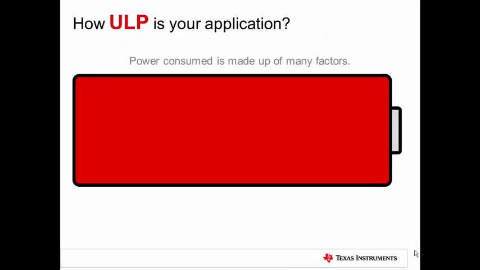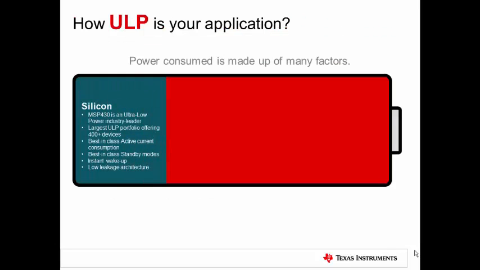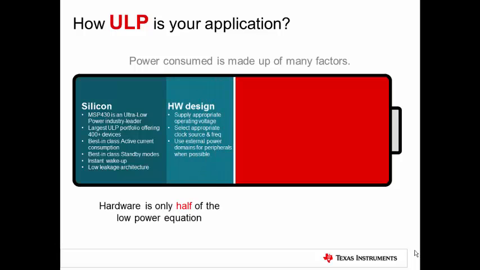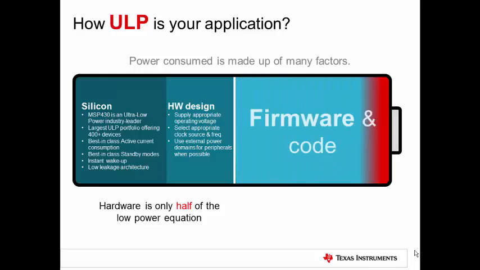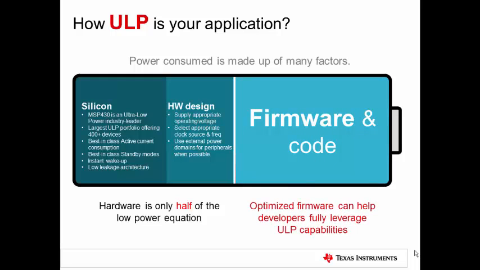Now, we have discussed the advantages of having good silicon, but power consumption also depends on a good hardware design. Just because you can run at 3.6 volts and you can use a 25 MHz crystal, it doesn't mean that you have to do it. And so a good design will always keep ultra-low power in mind. Finally, hardware is only half of the equation, but good firmware is just as important. And only by creating power-optimized code and taking advantage of the capabilities of the device, developers can fully leverage ultra-low power capabilities.